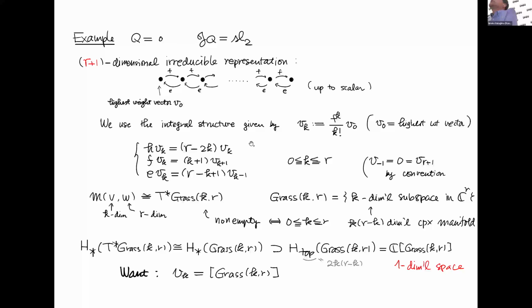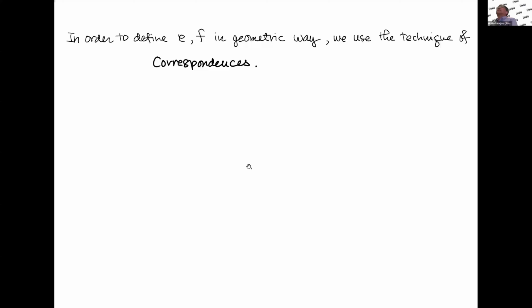Okay. And there's a standard way to construct such operators E and F. So this is the technique of correspondences. If you have a map between topological spaces, then you have the induced map between homology groups and cohomology groups. So for homology groups, if you have a morphism from X to Y, then you have a map from homology of X to homology of Y, and for cohomology the map goes in the opposite direction. But the correspondence is more general than these homomorphisms induced from continuous maps.